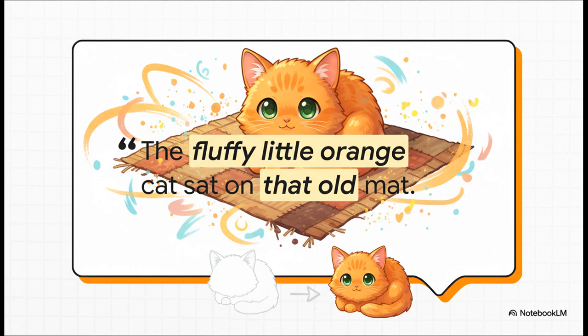And look at it now. The fluffy little orange cat sat on that old mat. We threw in some quality adjectives, fluffy, little, orange, old, and even a demonstrative one, that. And just like that, it's not just any cat anymore. You can actually see it, can't you? We've gone from a simple fact to a full-color scene. That is what using adjectives correctly is all about.